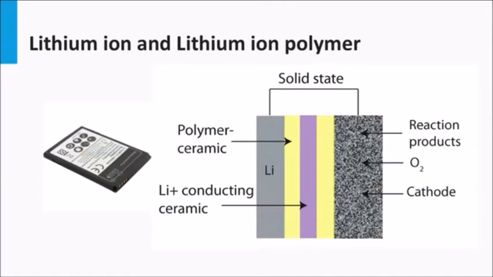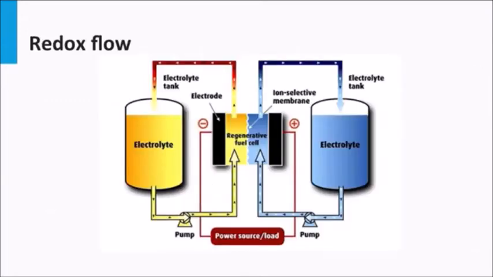Note that you shouldn't confuse lithium batteries with lithium-ion or lithium-ion polymer batteries. Lithium batteries are disposable primary batteries, while lithium-ion and lithium-ion polymer are secondary batteries. The last and the most upcoming category is that of the redox flow batteries.